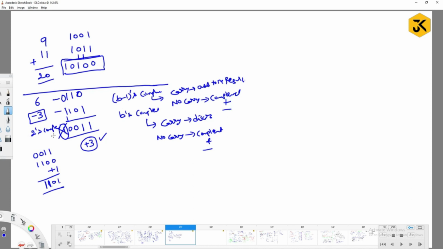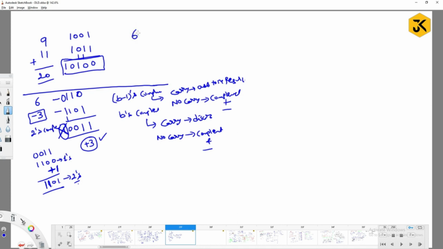As I am working with 2's complement, the carry is generated. Here I have added plus 1, meaning I take the 1's complement plus 1, so this will be the 2's complement. So the result is plus 3. But here my point is how to perform subtraction over a and b directly.